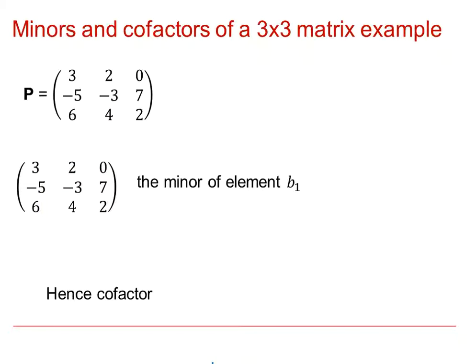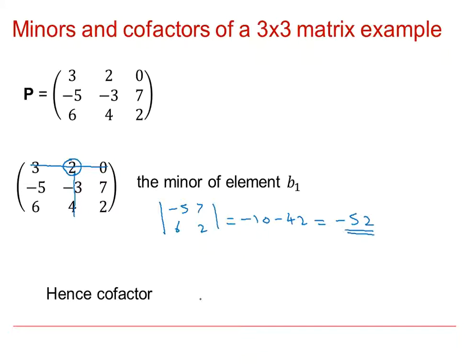However, if we now look for the minor and the cofactor of element B1, so here's B1, we cross out that row and that column, and we look at the determinant of the remaining 2x2 matrix, minus 5, 6, 7, 2. So that's minus 10, minus 42 equals minus 52. So that's the minor of element B1.